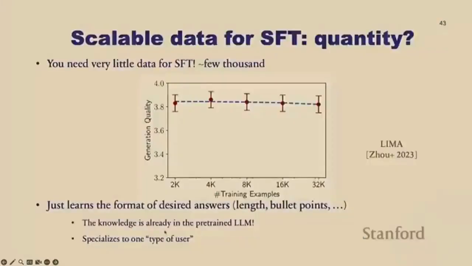All you do is you tell the model to optimize for one type of user that it saw already in a pre-trained data set. So the knowledge is already in the pre-trained LLM, and you basically just specialize to one type of user. Great. Any question on SFT?